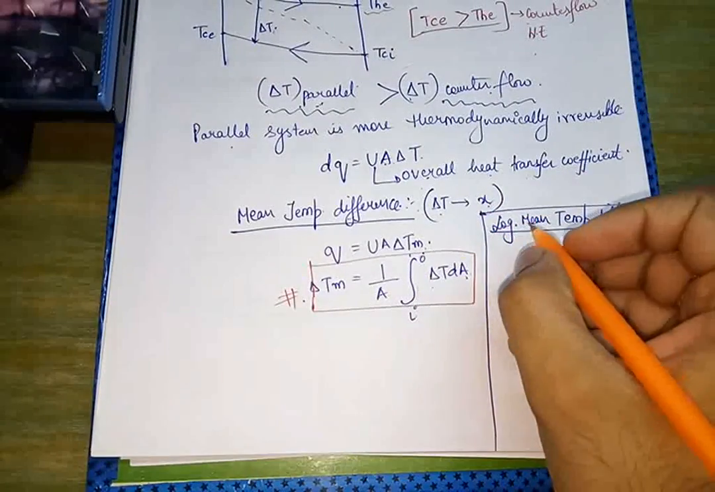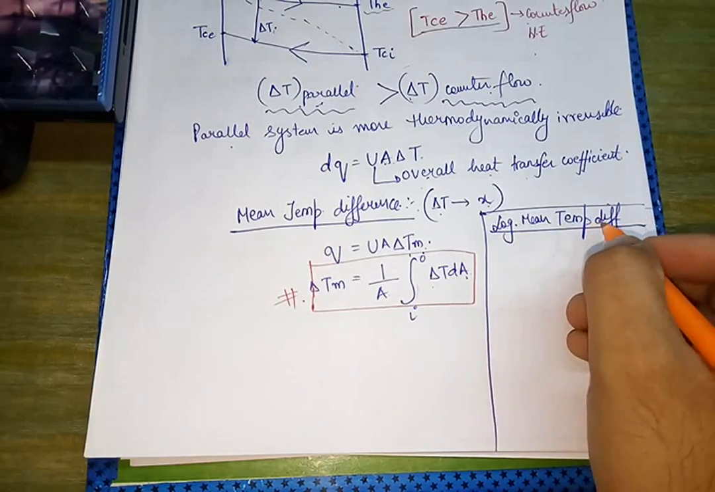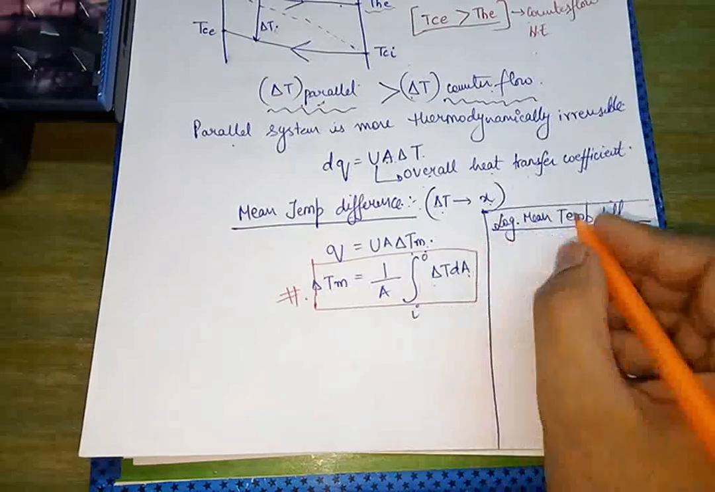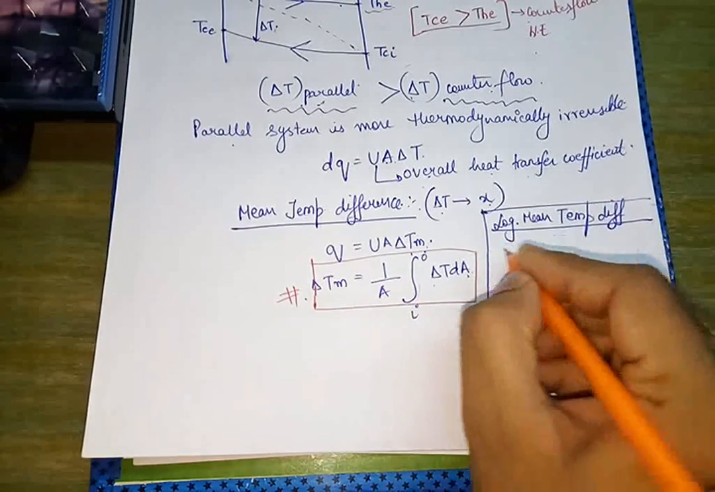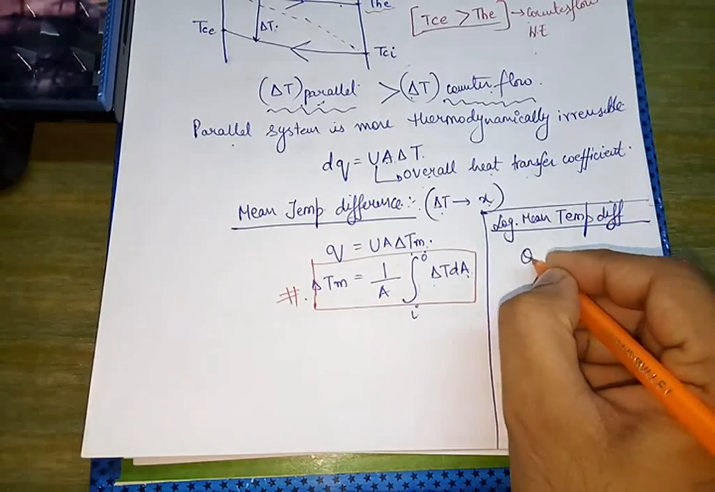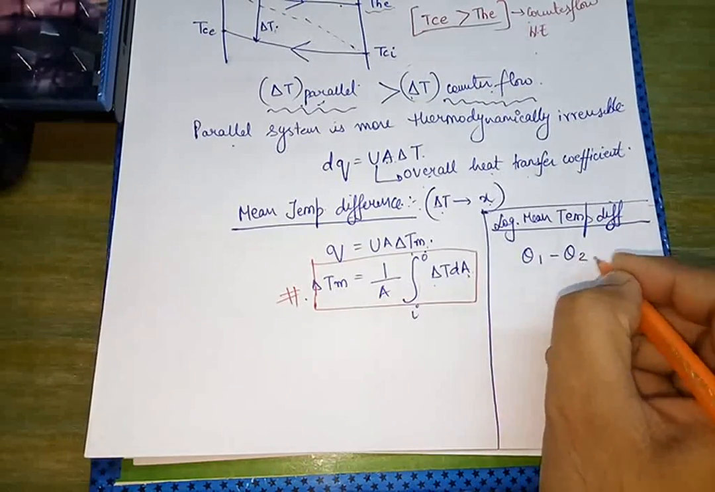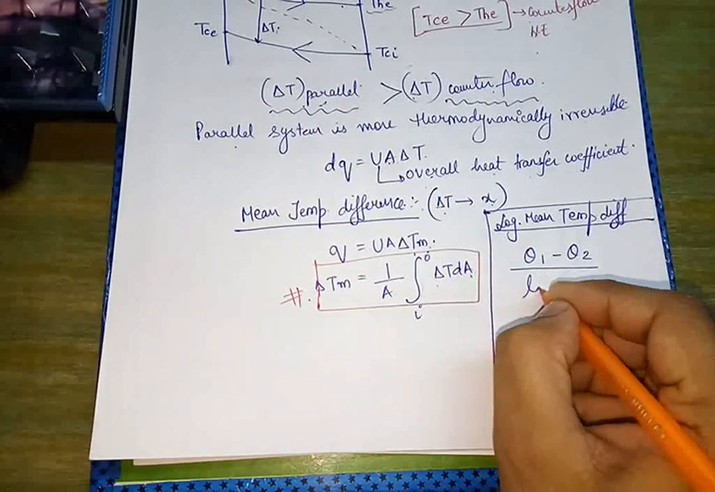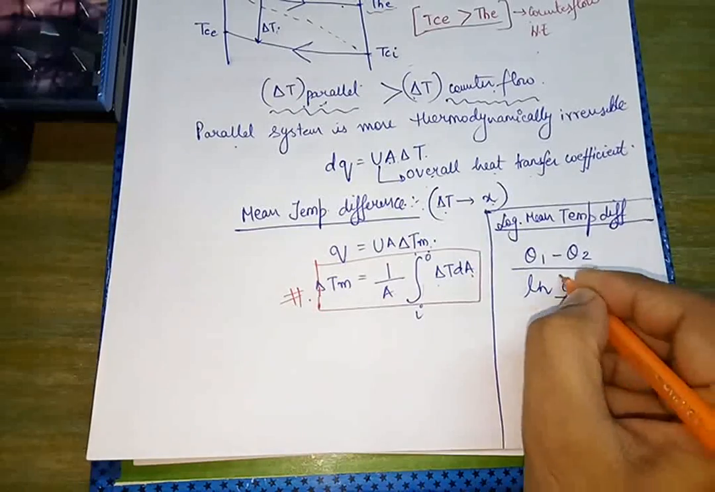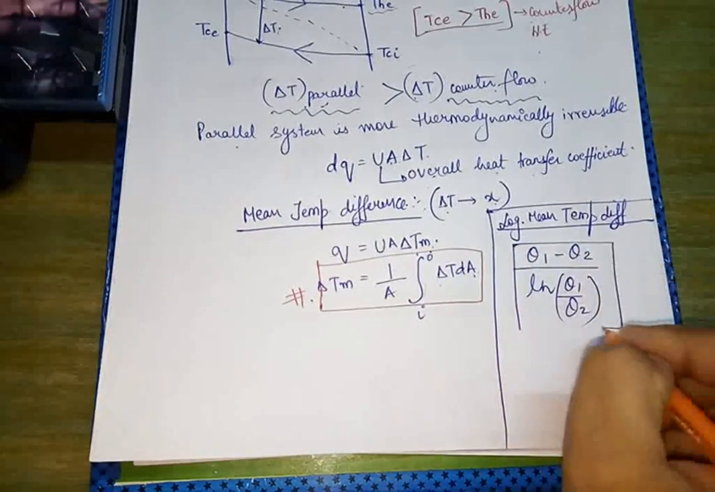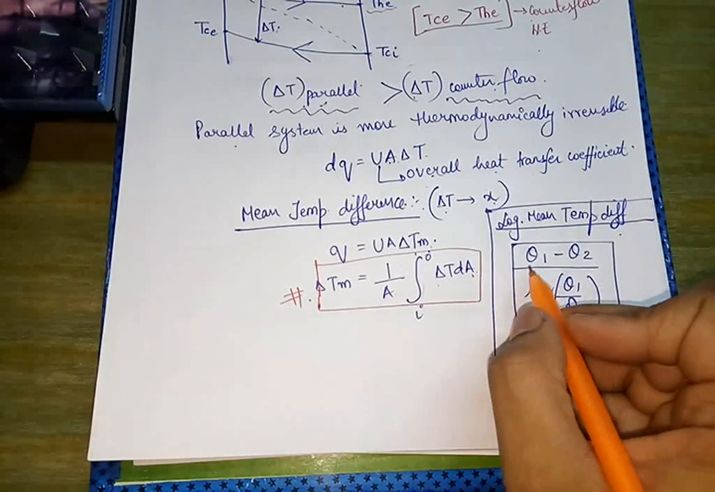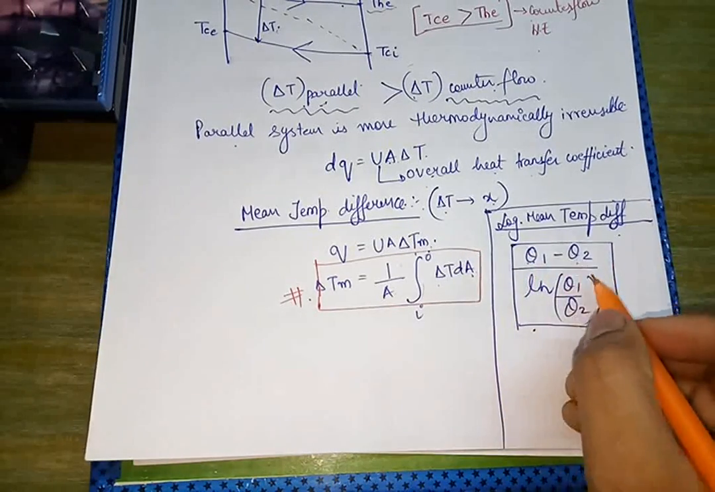Okay, we will now discuss one more parameter, that is logarithmic mean temperature difference. And let me tell you, I am directly writing out the formula because derivation is not at all important. Formula is theta 1 minus theta 2 whole upon ln theta 1 upon theta 2. This is the formula for the logarithmic mean temperature difference. Now I'll be discussing what is theta 1, what is theta 2.